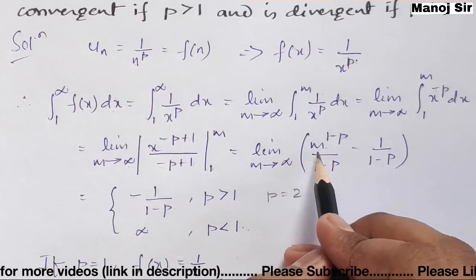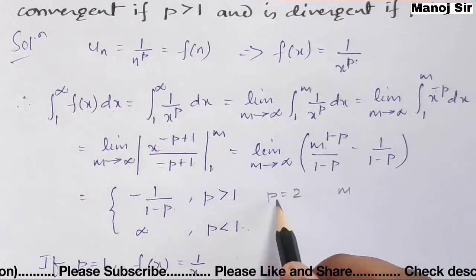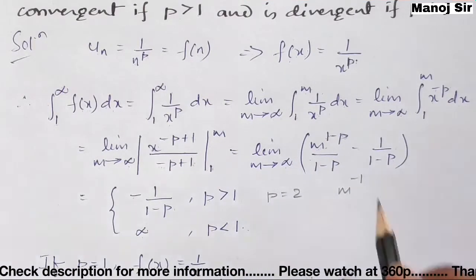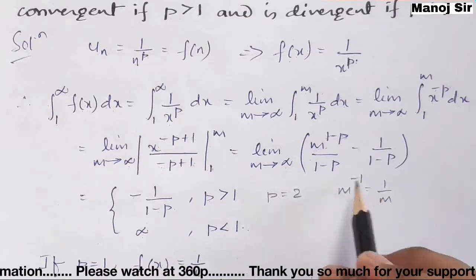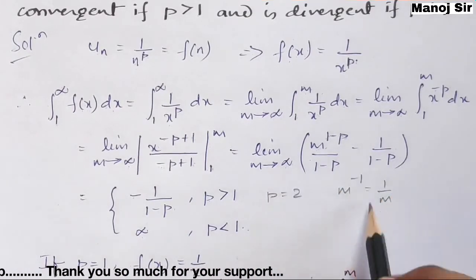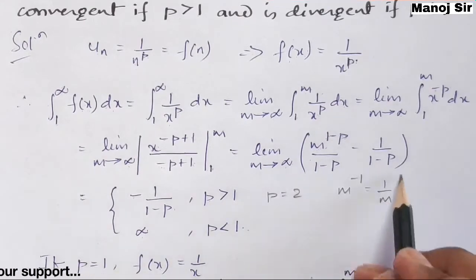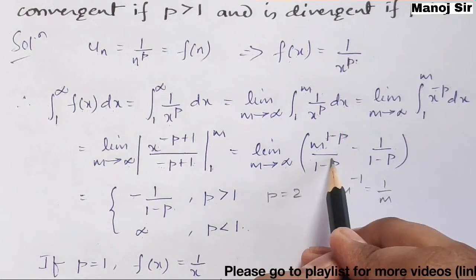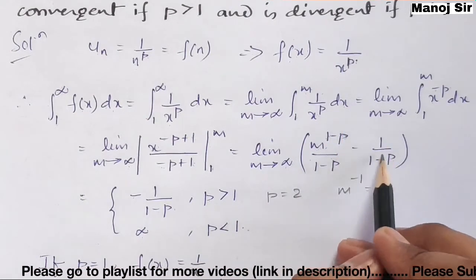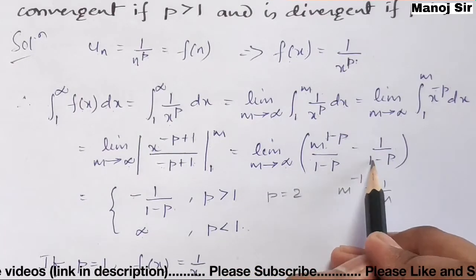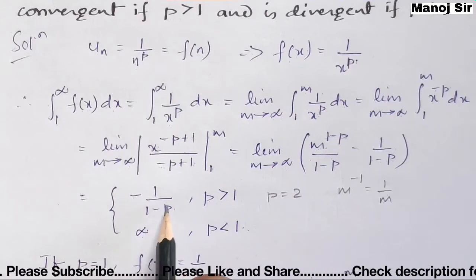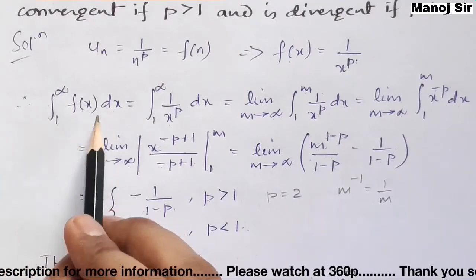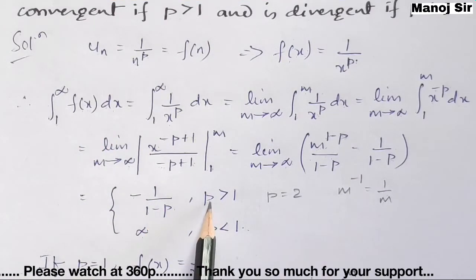Here if you see, m to the power 1 minus 2, what is p? It is 2. So m to the power 1 minus 2 is m to the power minus 1. Now this can be written as 1 upon m. Now if you put limit m tends to infinity, this is going to be 0, because since m is infinity, this 1 upon m will become 0. So this whole part will become 0. Now you are simply left with minus of 1 upon 1 minus p, which is going to give me a finite value when p is more than 1. So you can say the integration is finite when p is more than 1.